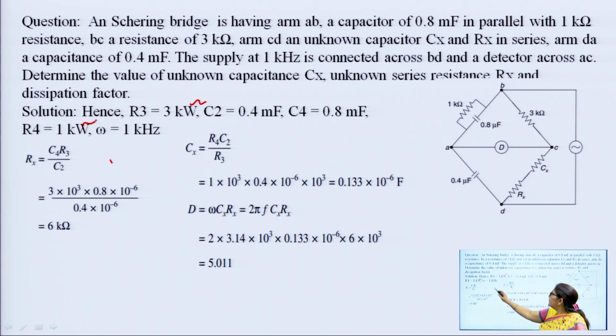So, omega is given. So, we know that Rx is equal to C4 R3 by C2 and Cx is equal to R4 C2 by R3. So, by substituting the values we can find out the values of Rx and Cx. We can also find out the value of the dissipation factor, that is D is equal to omega Cx Rx. So, we can substitute the value of omega by using this frequency, omega is equal to 2 pi f, and by substituting the frequency value we find the dissipation factor. So, the dissipation factor of this capacitor is 5.011.